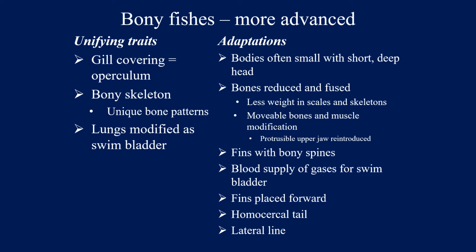Moving on to our final group for this lab, the more advanced bony fish. With this group, we will see a variation in body shape, fewer bones in the skeleton, and the reintroduction of the protrusible jaw we first saw in the cartilaginous fishes. Once again, we will discuss the adaptations more in depth in the following slides.